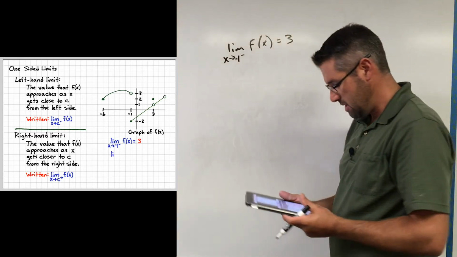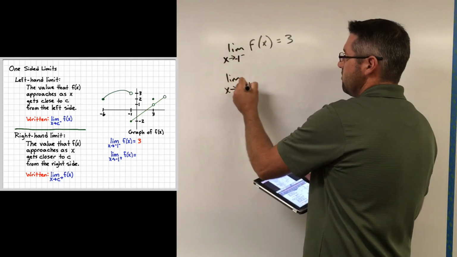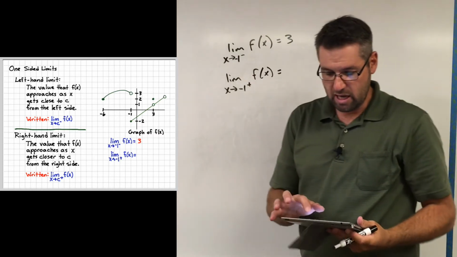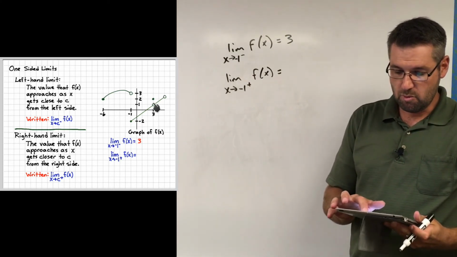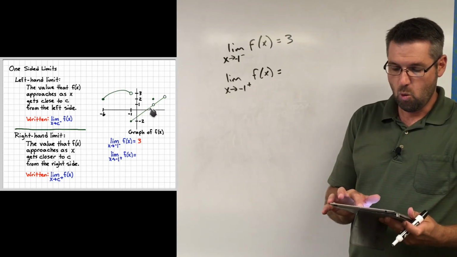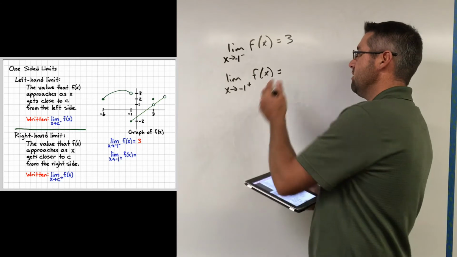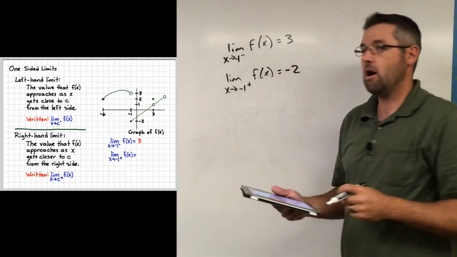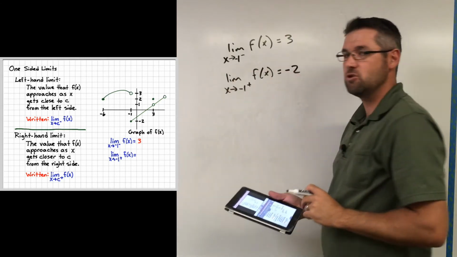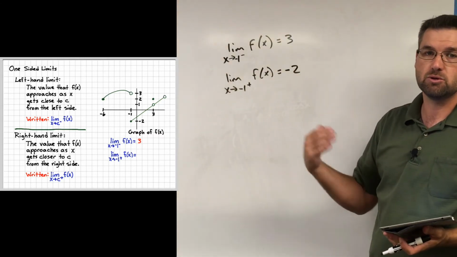And then the other one, the limit as x approaches negative 1 from the right of f of x. Well, if I'm looking at it from the right, so I'm moving from right to left and I'm getting closer and closer to this x value, what is that approaching? Well, that's approaching a y value of negative 2. Now, again, it does not matter whether the function exists at a certain point or not. What matters is what the function is getting closer and closer to.